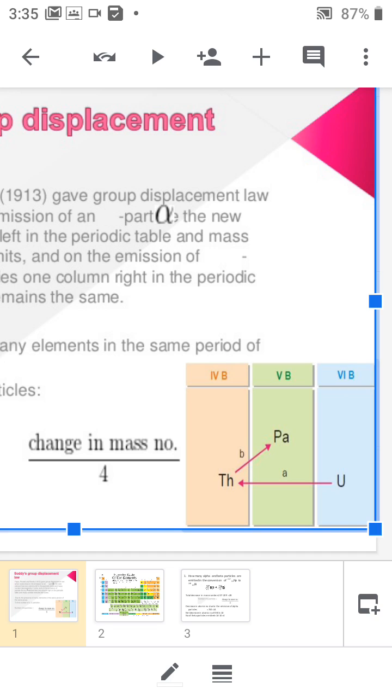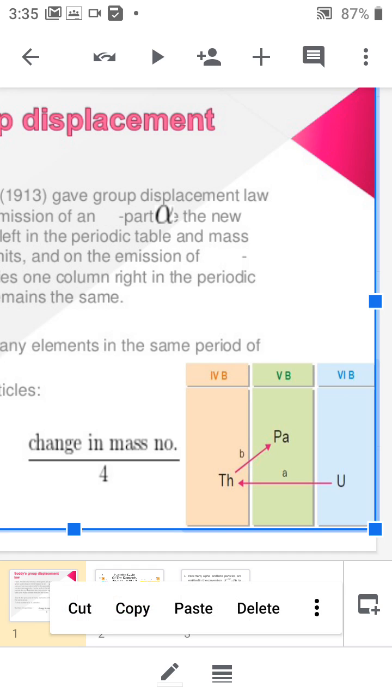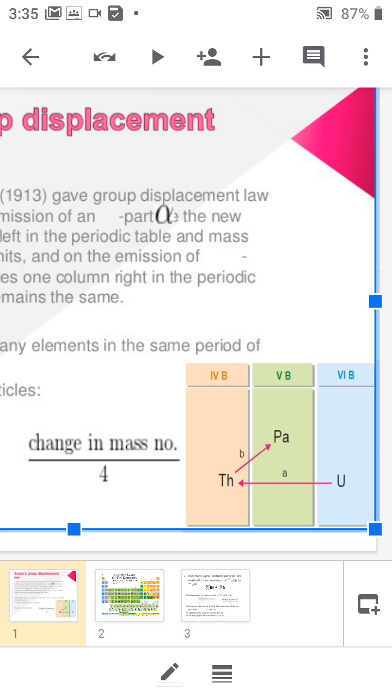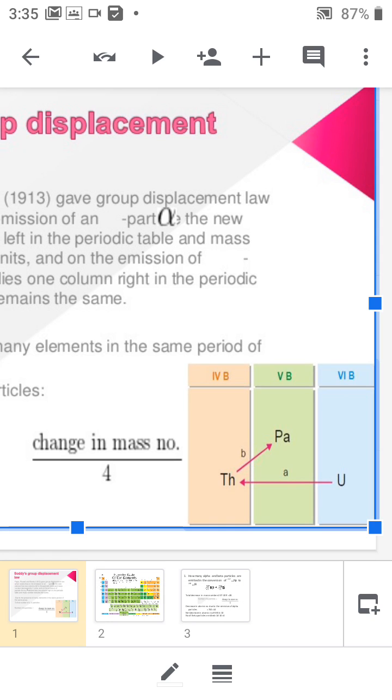And the thorium will emit a beta particle, and we will get protactinium as the daughter nuclei. So after emitting a beta particle, the newly generated daughter nuclei, that is Pa, protactinium, is placed one place right to the parent nuclei thorium, and thorium is located 2 places left to the parent nuclei uranium. This is the concept which is introduced by Soddy.